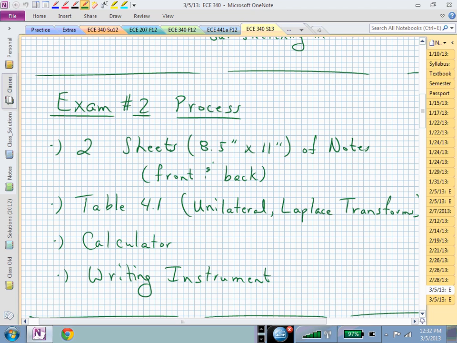Questions on that? Yes? If you want a more extensive Laplace transform table, try to incorporate that into your 2 pages of notes. You can put whatever you want on your 2 pages of notes, and if you want more transforms, that's up to you. Other questions? Yes?